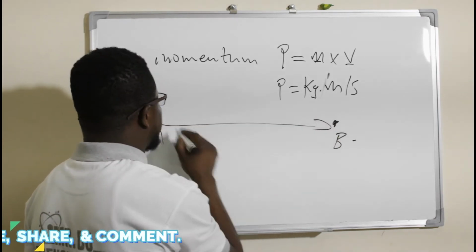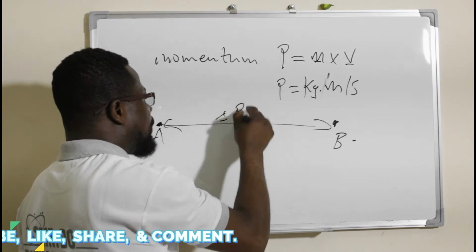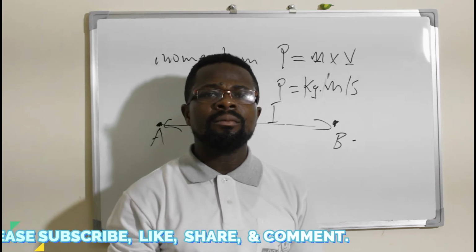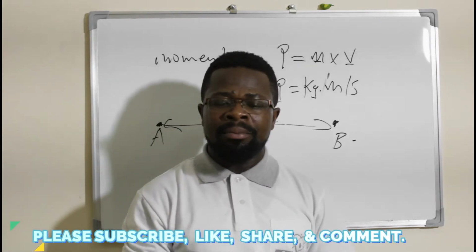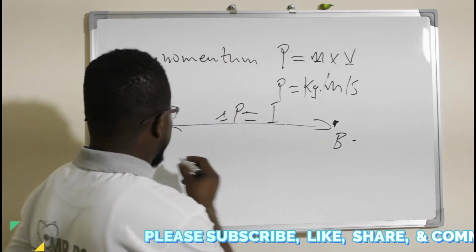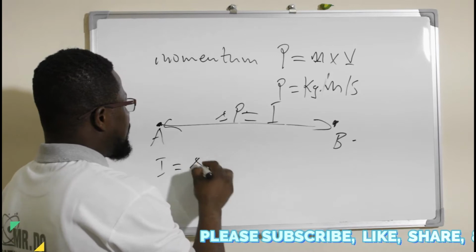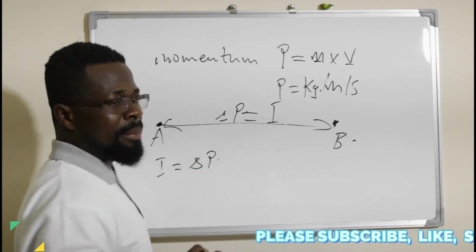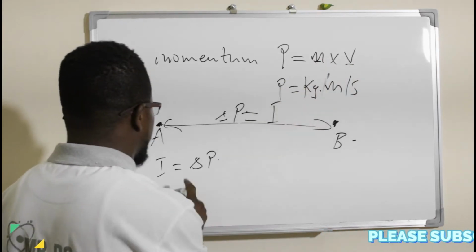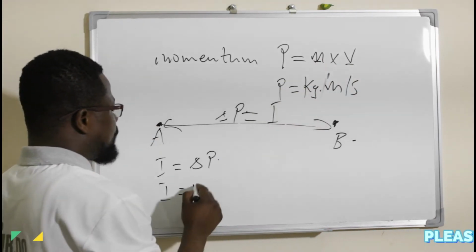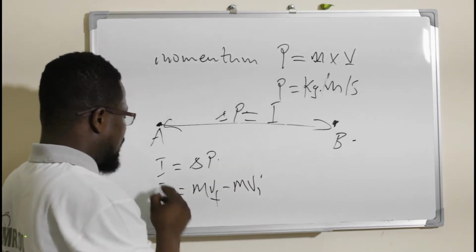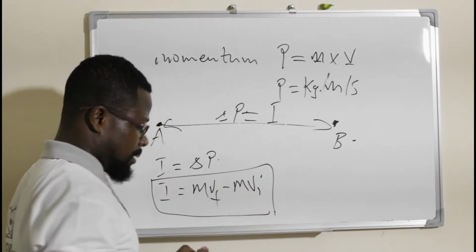Because there will be a change in momentum, this change in momentum is what we refer to as the impulse. So change in momentum is simply the impulse of an object. That means we can say that impulse is simply equal to change in momentum. And what is momentum? Momentum is mass times velocity. So we can say that impulse is simply mv final minus mv initial, and that is the change in momentum.